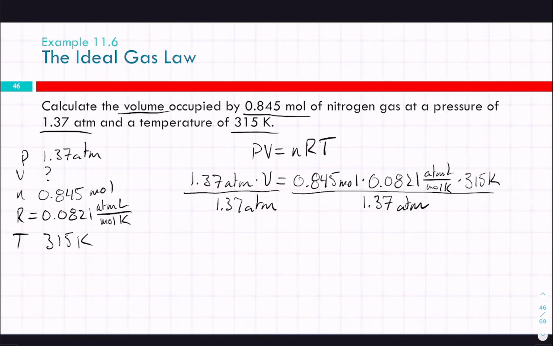So 0.0821 times 315 divided by 1.37. So volume equals, how many sig figs do we have? Yeah, 3 sig figs. So we're going to be 16.0 liters.